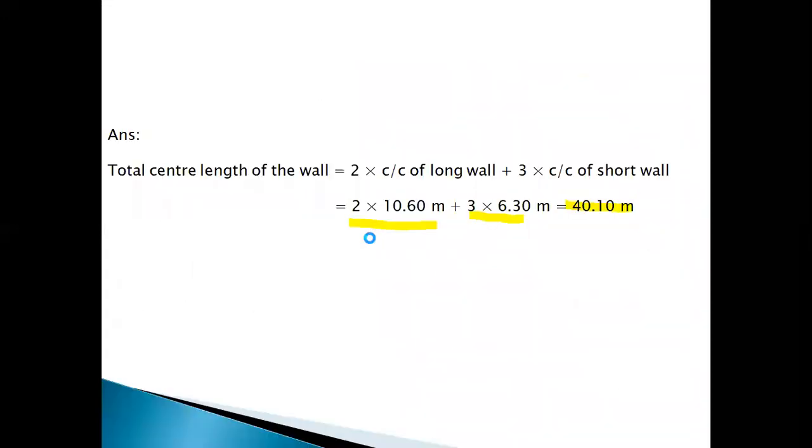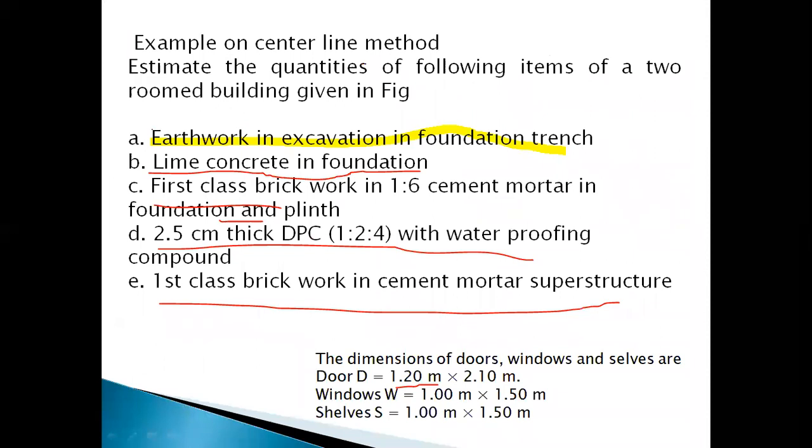Okay, clearly we calculated the 5 items in the given problem. So the centerline method and long wall short wall method is given 28 marks. Any one problem may come in the exam pattern.